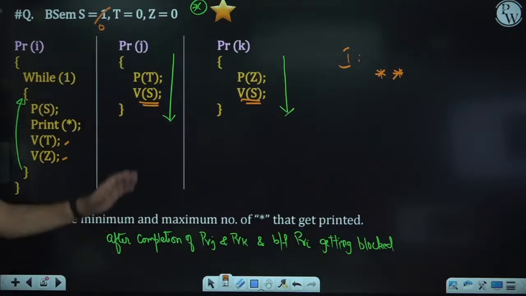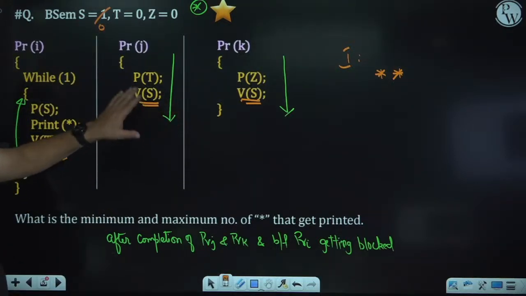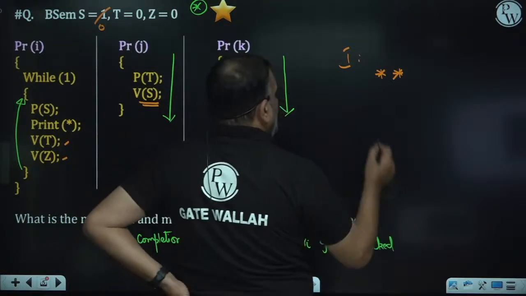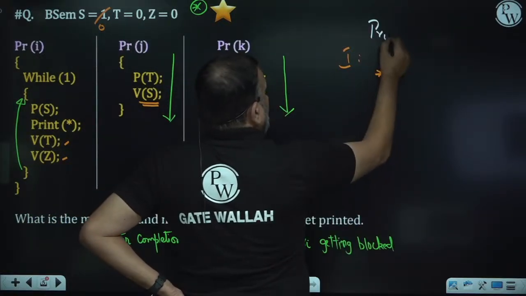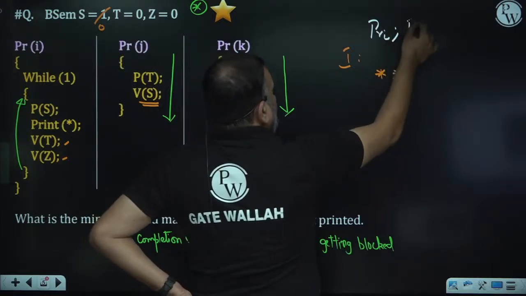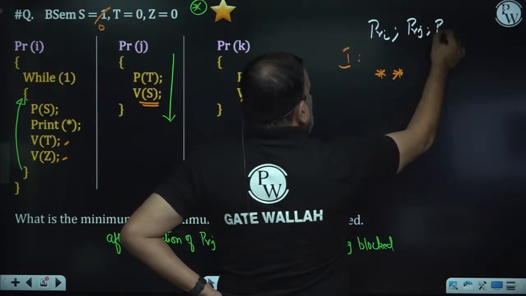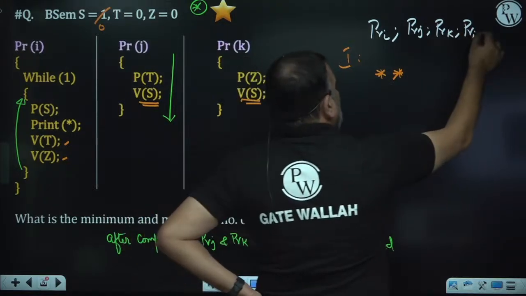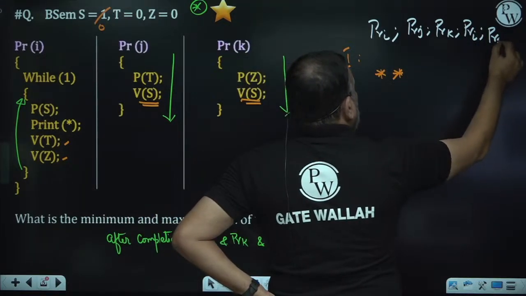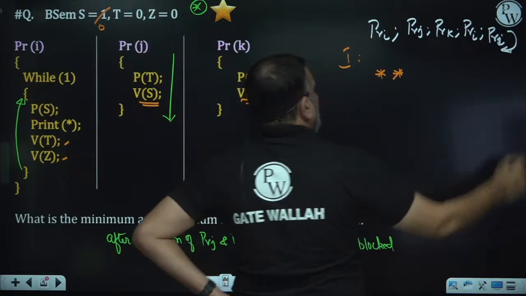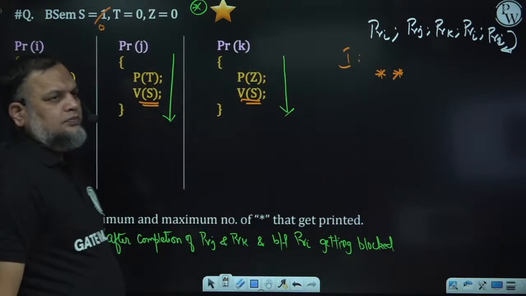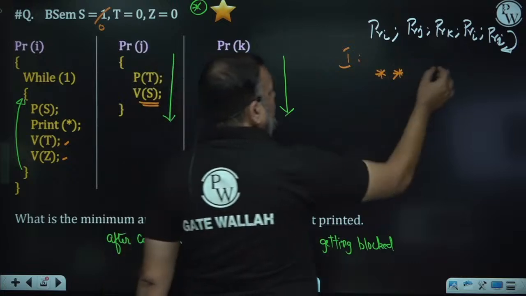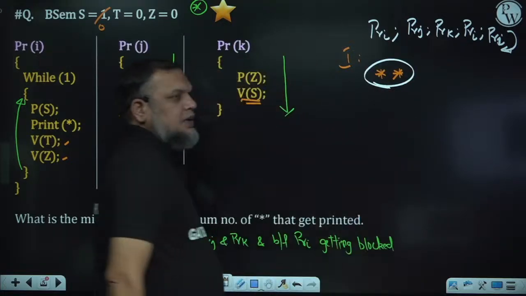So in this order, let me write the order here. First I completed process I, one iteration. Then I completed process J. Then I completed process K. Then I went to the second round of process I, which was successful. Then I went to the third round of process I, which gets blocked. If I execute in this order, the number of times that star gets printed is 2.